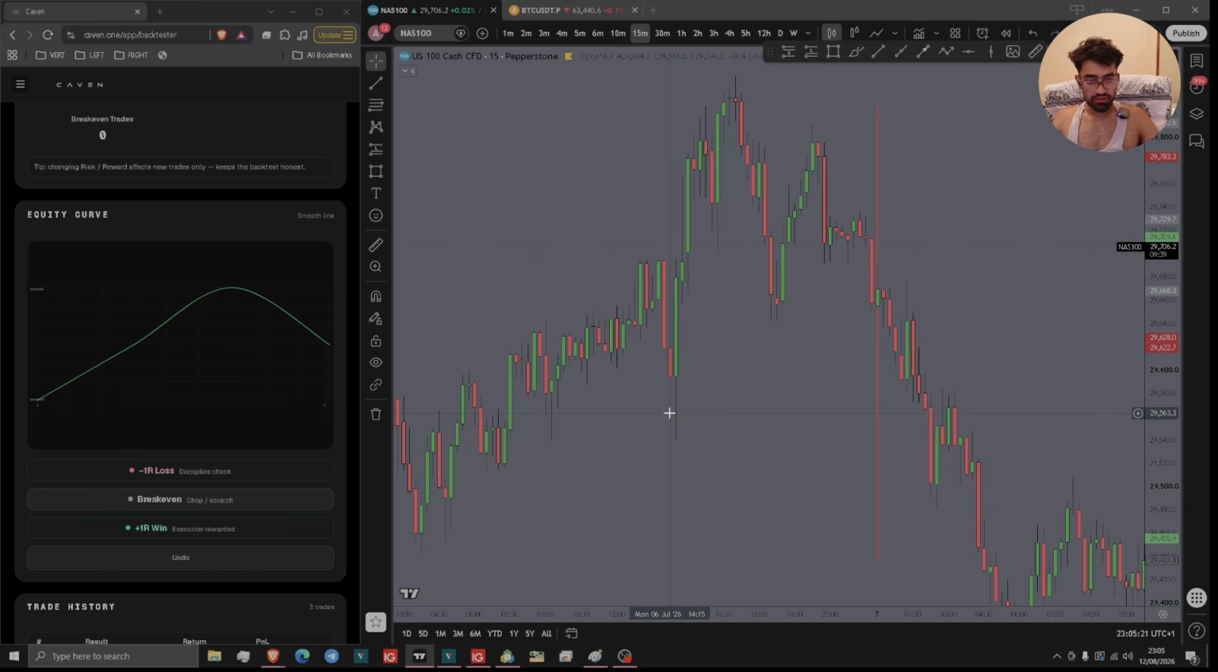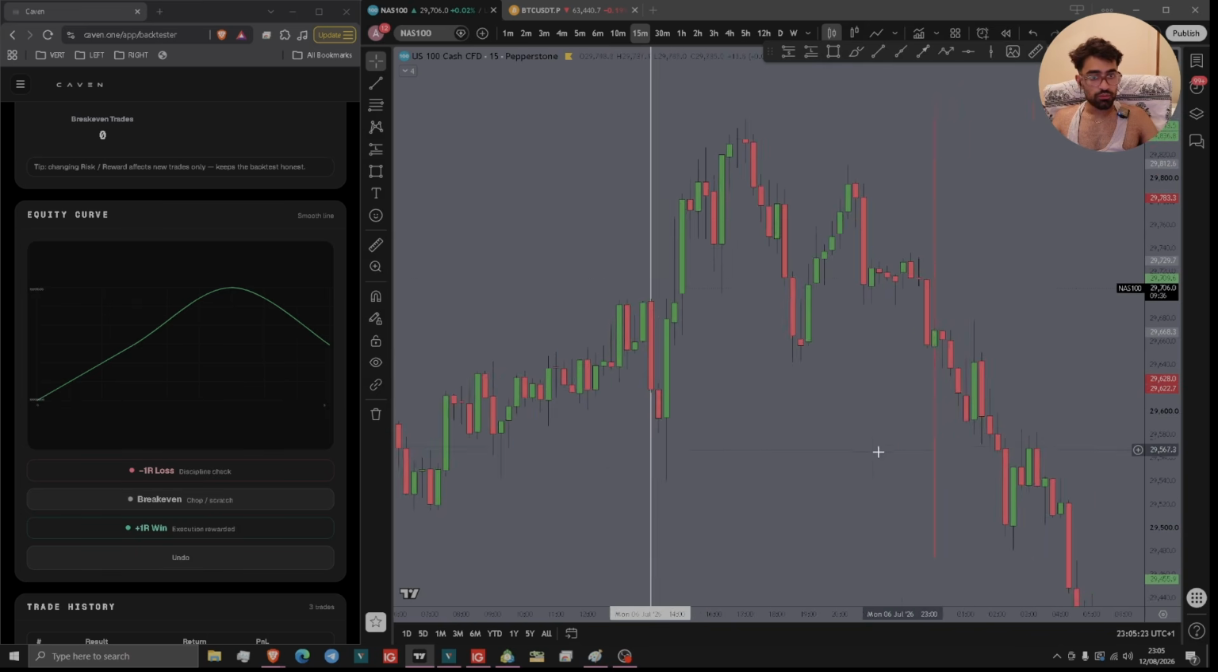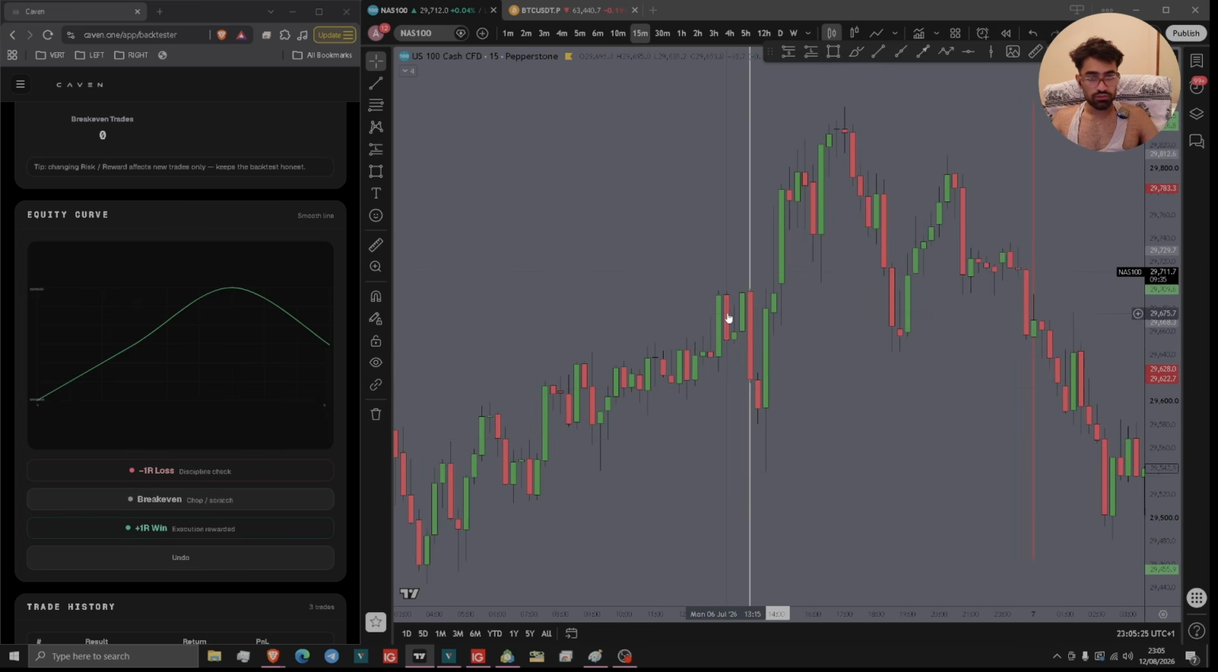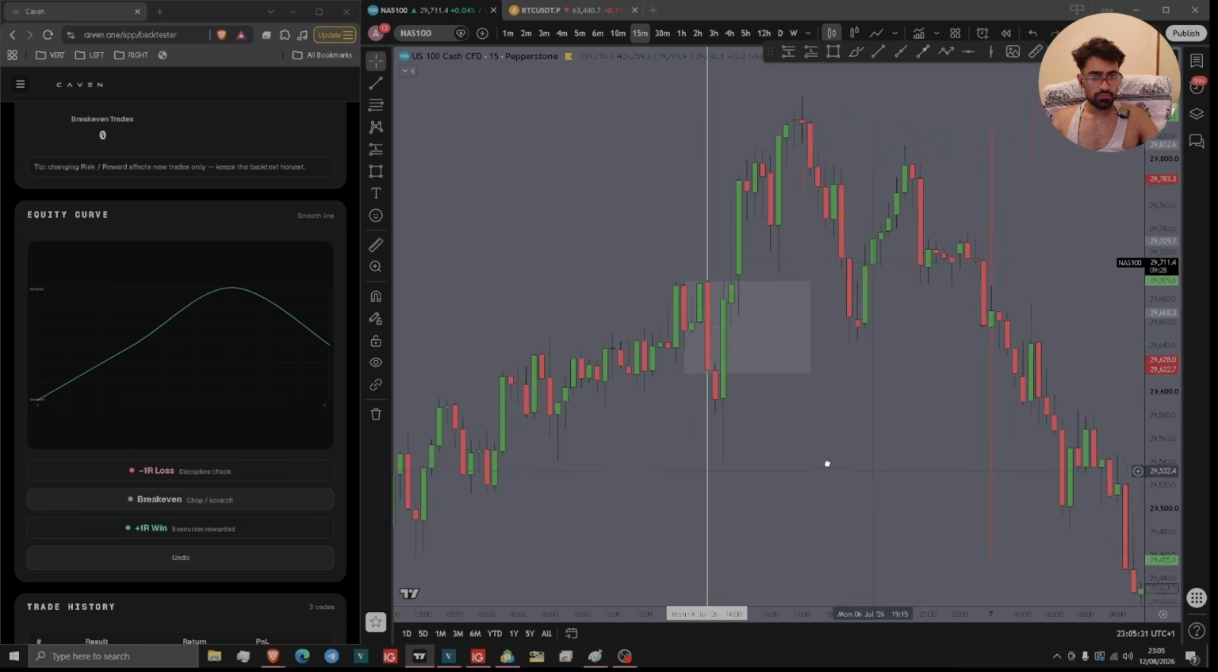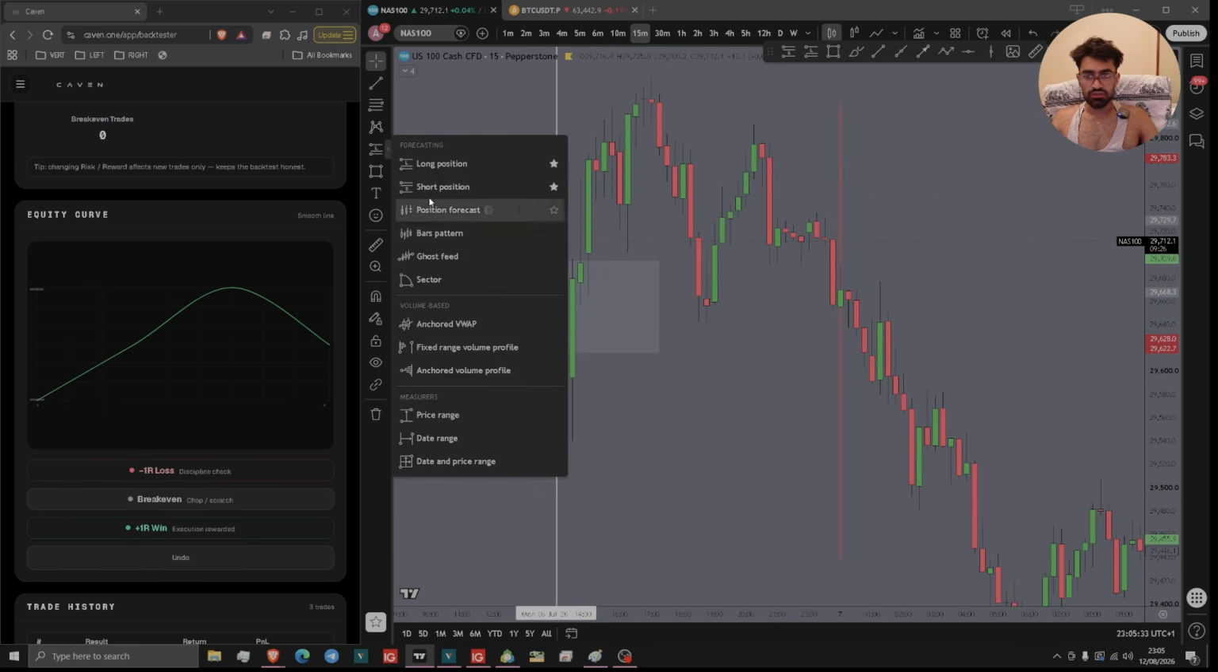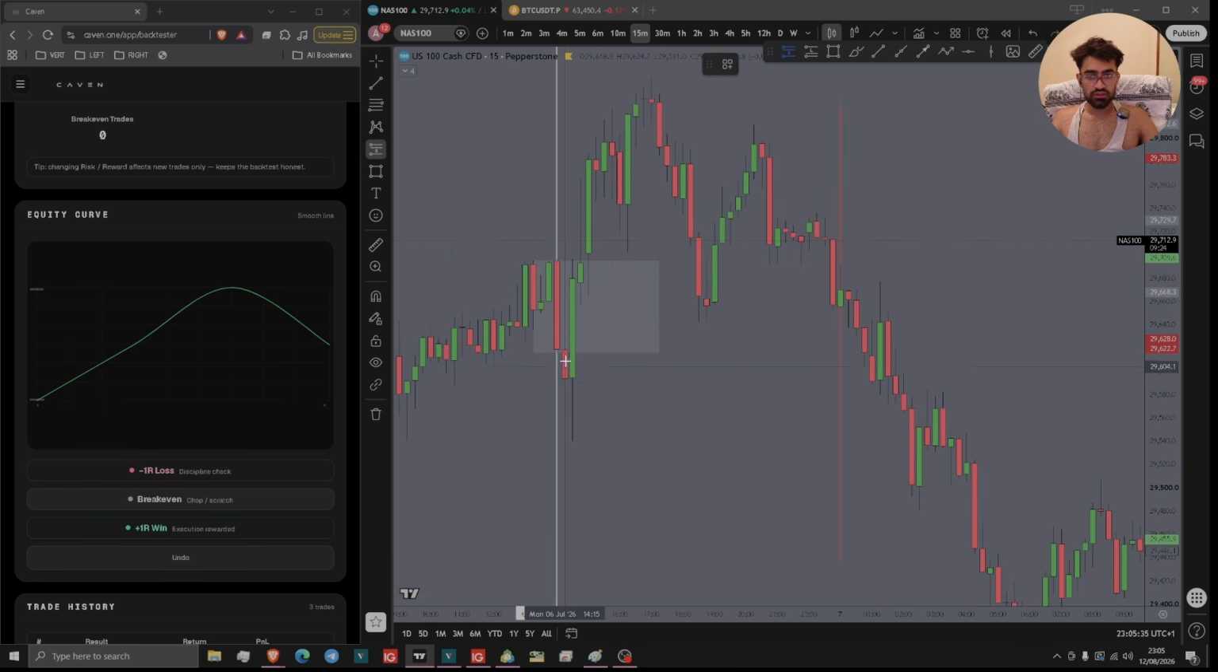Keep messing this up. 1-to-1, 1, 2, 3. Highest point, lowest point. At first glance this is a loss, but I'll just plot it for you guys. Here, entry, boom, stop loss hit. 1-to-1, yeah, that's a loss.